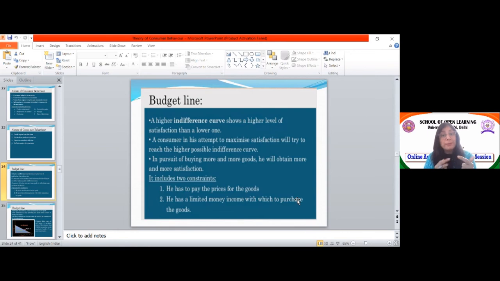So whenever the budget line is tangent to that indifference curve, only that indifference curve we can afford. If it is above the budget line, then definitely we cannot afford that indifference curve, meaning that sort of satisfaction. So in pursuit of buying more and more goods, he will obtain more and more satisfaction. But he has to pay the prices for that good. He has a limited money income.